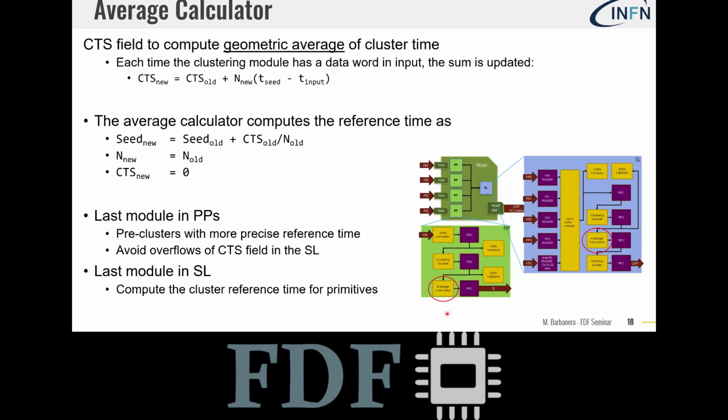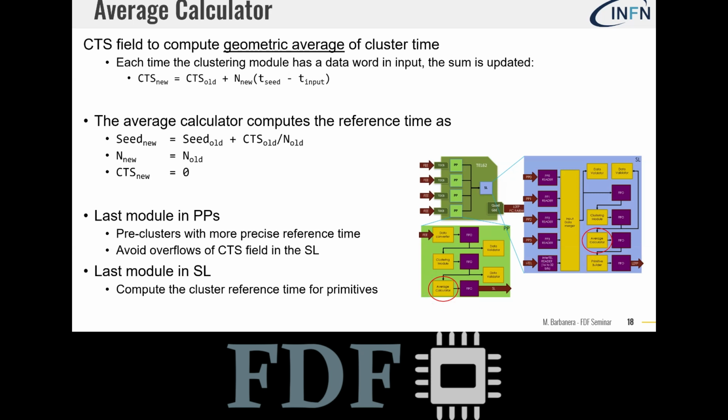It is both in the PPs and the SLs because in order to improve the reference time and to avoid overflows of the cluster time sum. Because by not performing the division, this field can overflow, even though the time difference between clusters on average will be 0, but it can happen that this field overflows. And to avoid this type of overflow, we compute the average also in the pre-processing FPGAs and not only in the sync-link FPGAs.